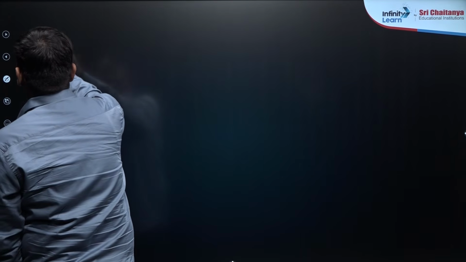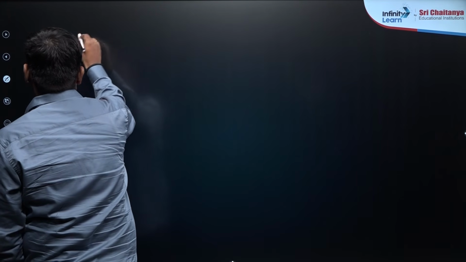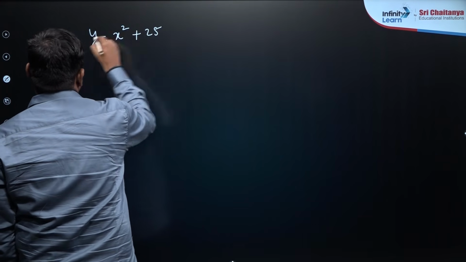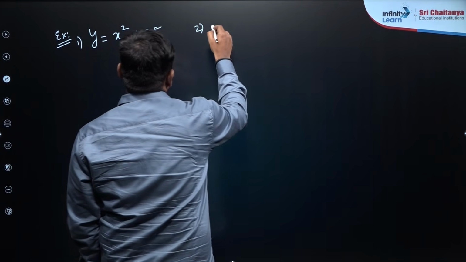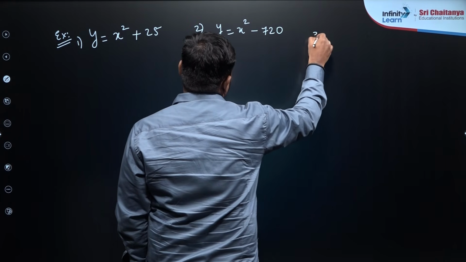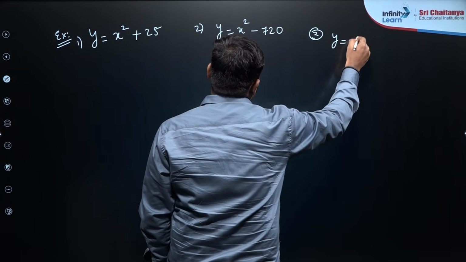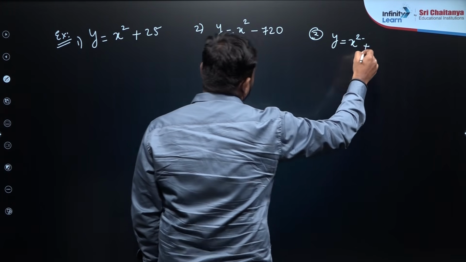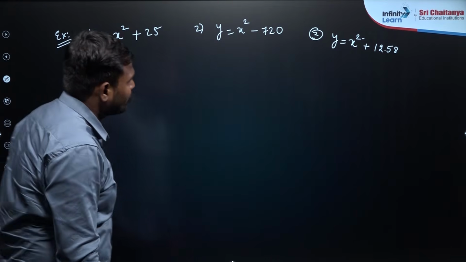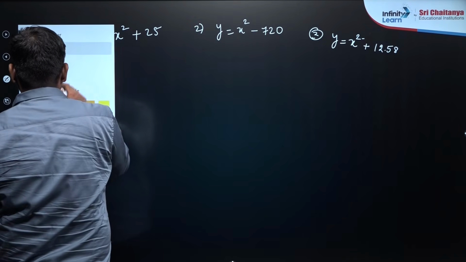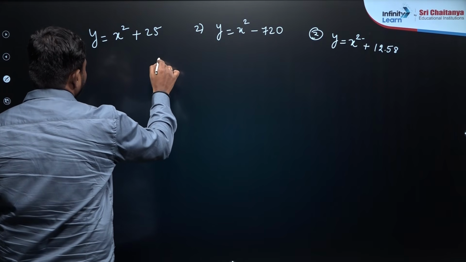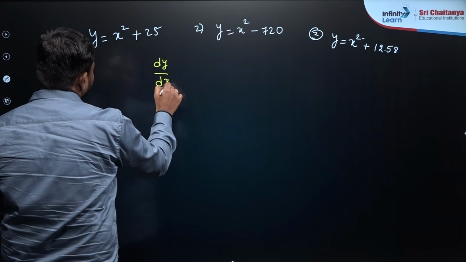So what is the story behind plus c? Let us say there is a question, x square plus 25. Another question, x square minus 720. Another question, x square plus 12.58, some random number. So what is the derivative of these? You can observe these are functions, sir. So input is a function means output must be derivative. So what is the derivative of these functions?